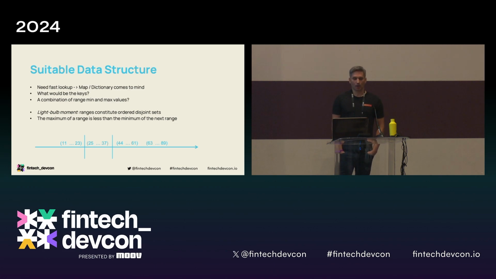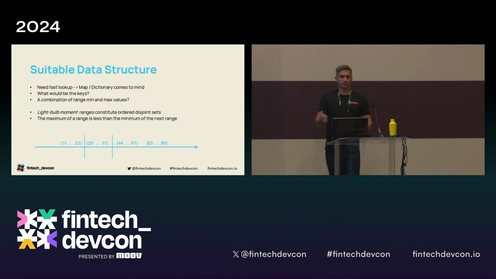Usually, when it comes to this, the next usual suspect to try is let's put this stuff in memory and let's see what we can achieve there. And so obviously a North Star is still the need to be able to do fast lookups. So a map or dictionary type data structure comes to mind. But then you ask the question, what would be the keys here? And maybe a combination of the range minimum and maximum values would be able to create a compound key, but that doesn't sound too simple.